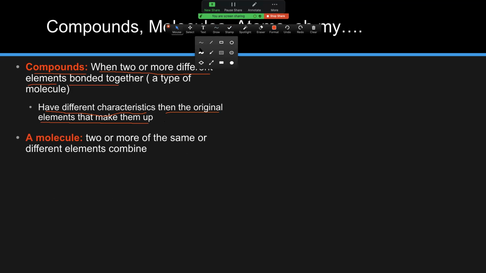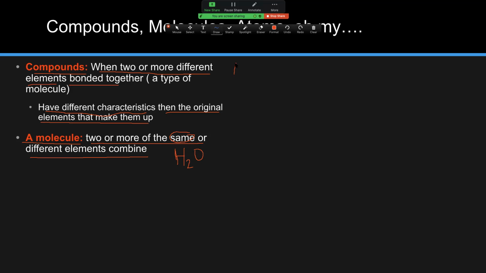Now a molecule is 2 or more of the same or different elements combined. So water is a molecule. Water is H2O. It has two of the same, and then it has oxygen. So anytime you see two of the same atoms or elements combined, even if it's with this different element, it's going to be considered a molecule.